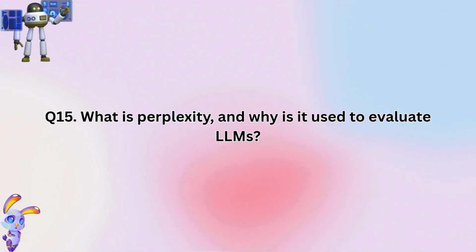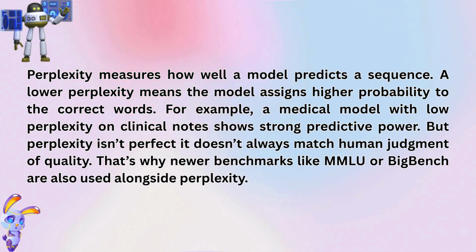What is perplexity, and why is it used to evaluate LLMs? Perplexity measures how well a model predicts a sequence. A lower perplexity means the model assigns higher probability to the correct words. For example, a medical model with low perplexity on clinical notes shows strong predictive power. But perplexity isn't perfect. It doesn't always match human judgment of quality. That's why newer benchmarks like MMLU or BIG-bench are also used alongside perplexity.